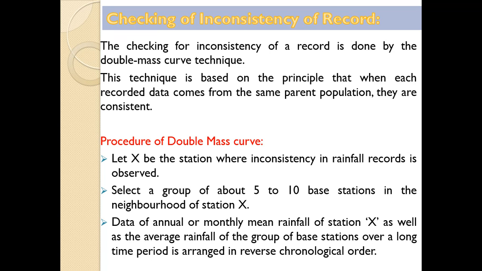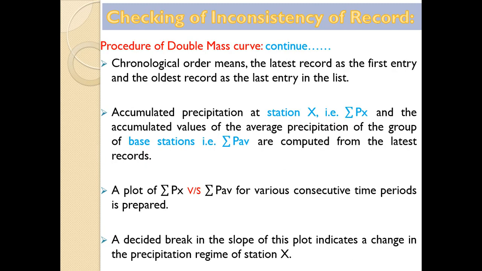These are selected in the neighborhood of station X where inconsistency has occurred for a number of years. Data of annual rainfall of station X, as well as average rainfall of the group of base stations over a long period of time, is arranged in a reverse chronological order. What do you mean by reverse chronological order?